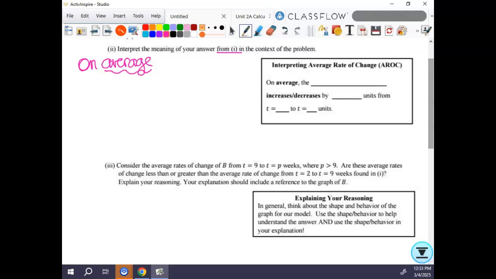On average, b, okay, so what are we talking about here? What is our output? That is our pounds, right? So number of pounds, I'll put lbs, Mr. P can bench press.